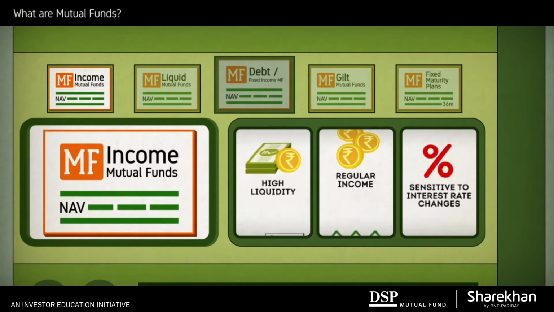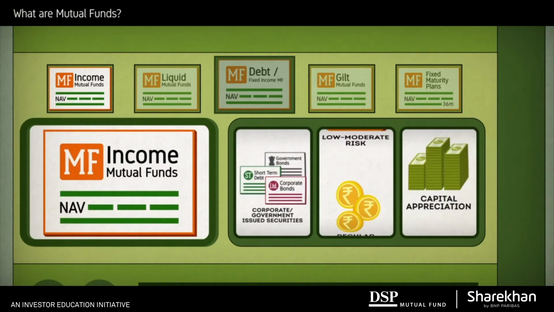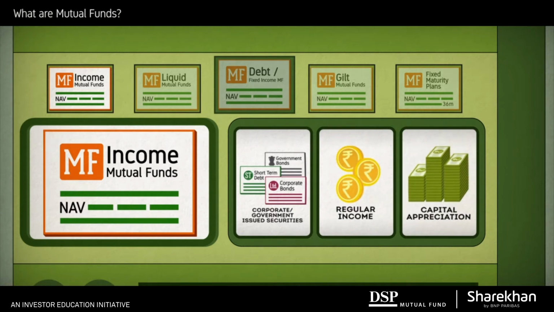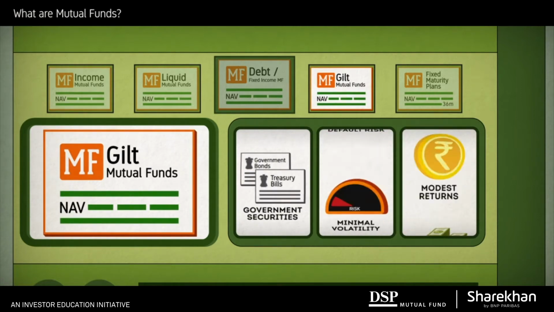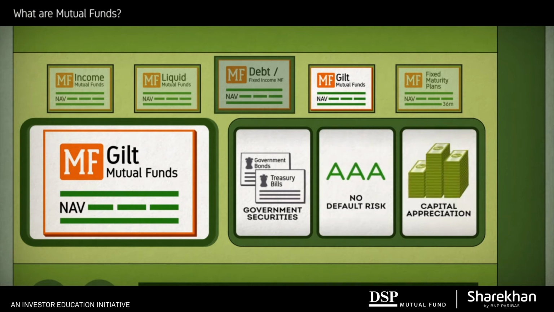Income funds primarily invest in a mix of corporate bonds and government-issued securities seeking to provide returns in the form of income with potential capital appreciation. Gilt funds invest in government securities of medium to long-term maturities. They do not carry default risk. However, prices and returns over the short term, say less than 1 year, can be sensitive to changes in interest rates.